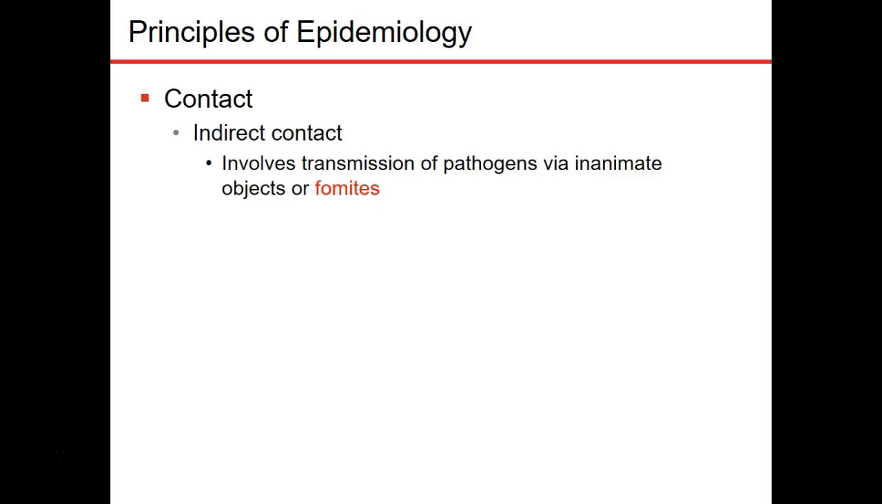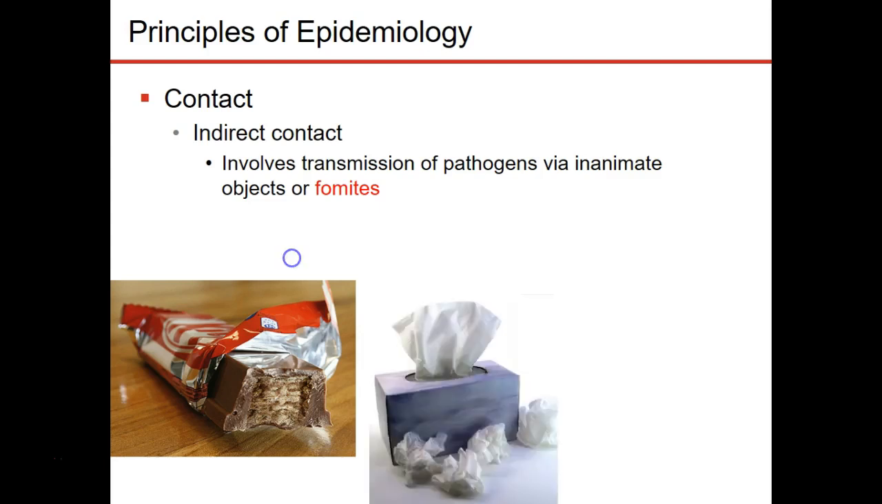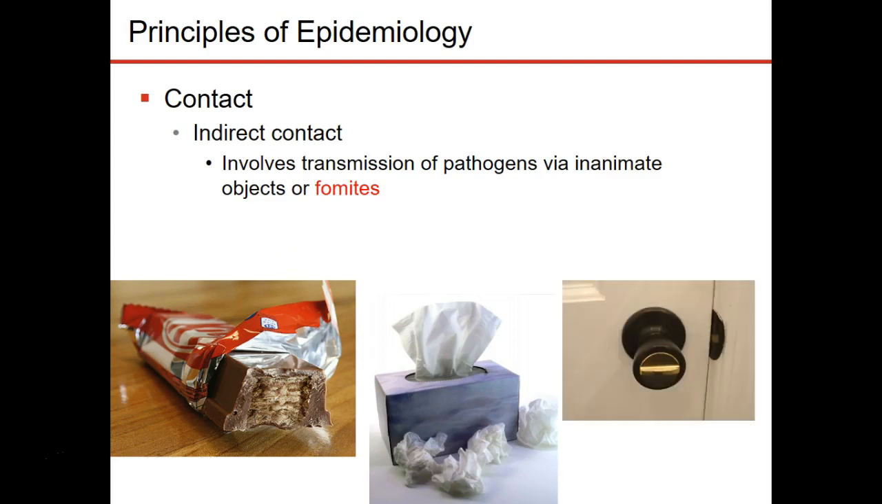Indirect contact involves transmission via non-living materials. Examples, we might have a candy bar that someone gave to you, a Kleenex that someone used and you now have to clean up, a doorknob. These are all non-living materials that could potentially be indirectly transmitting infections.